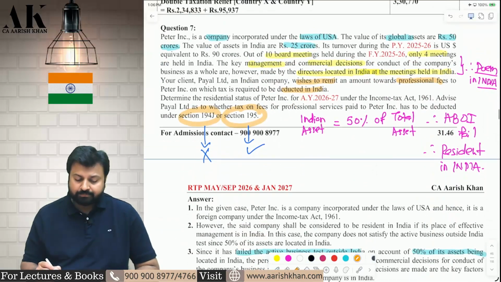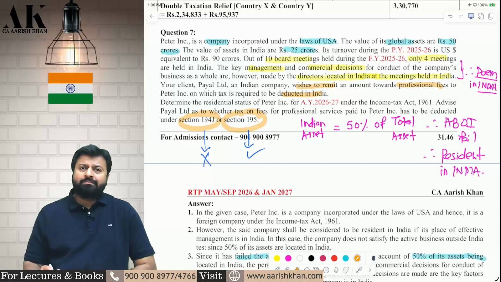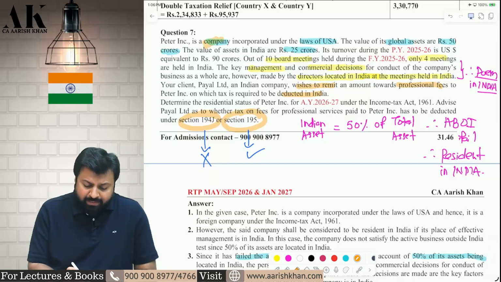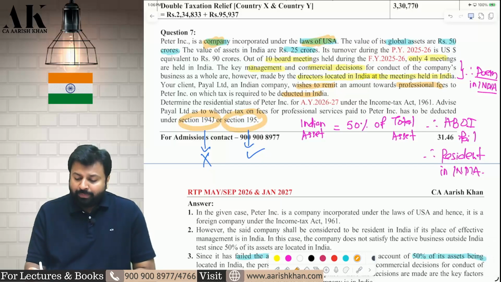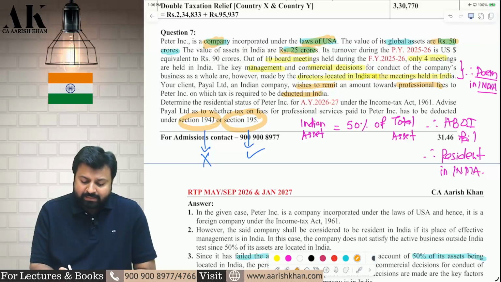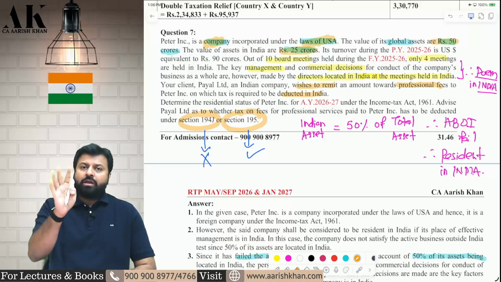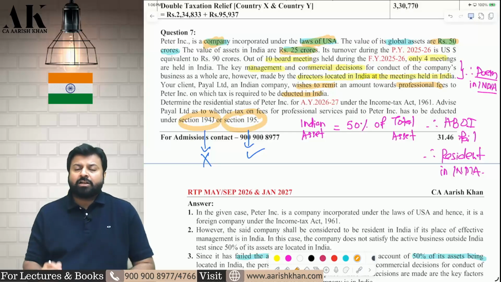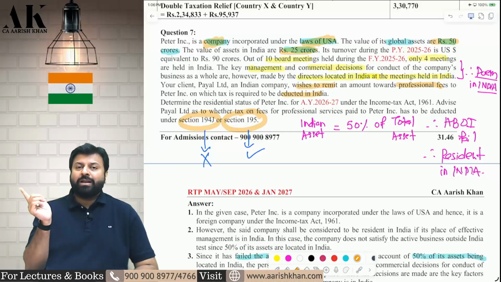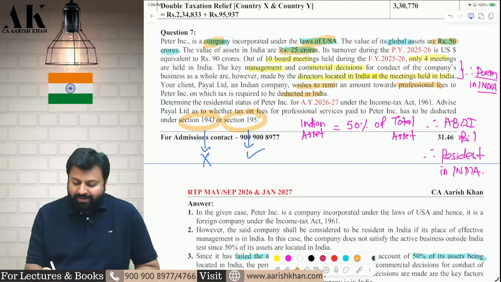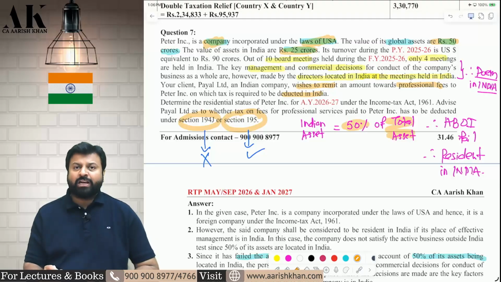Next question. Question number 7, which is on POEM. There is a foreign company located in USA. Their global assets are 50 crores and their Indian assets are 25 crores. Now, if they pass the ABOI test, then their POEM is outside India. But the second condition of the ABOI test is failed. What is the second condition? The Indian asset should be less than 50% of total asset. Now, Indian assets are exactly 50% of total asset. Therefore, the ABOI test is failed.